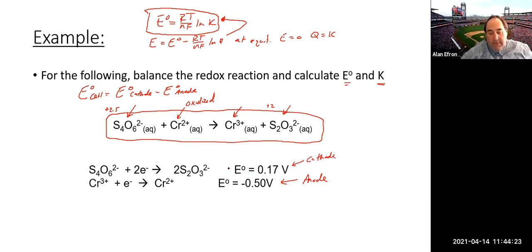Remember, you don't want to just go by these numbers if you are given the formula, because they may not always be correct in terms of the one that's more positive. So that means that we can calculate our E of our cell here, and that would be our cathode, which was 0.17 volts, minus our anode, which was minus 0.5 volts. Again, I'm not going to change the sign because I'm subtracting, and that will give us a cell voltage of 0.67 volts. Any questions on that so far?